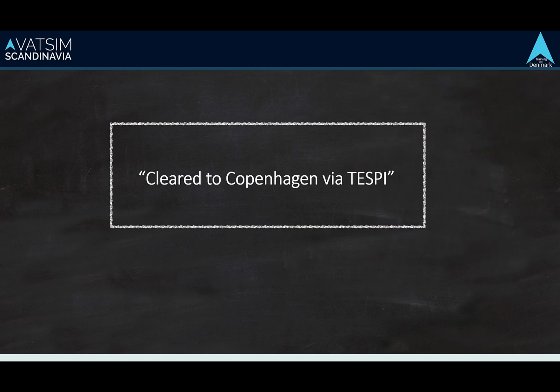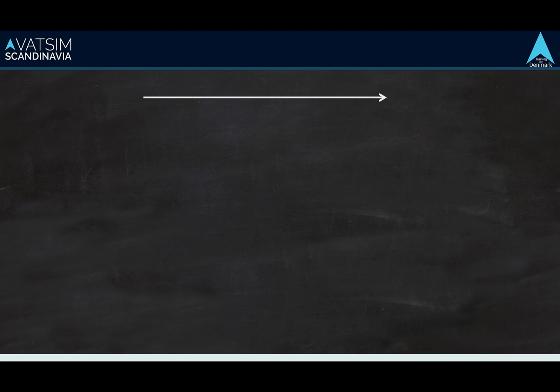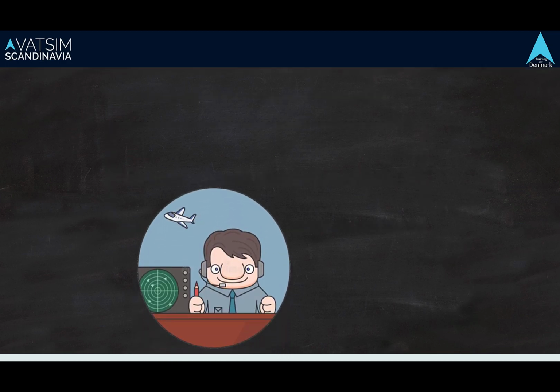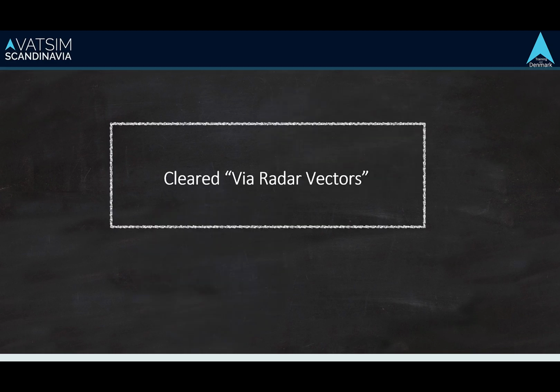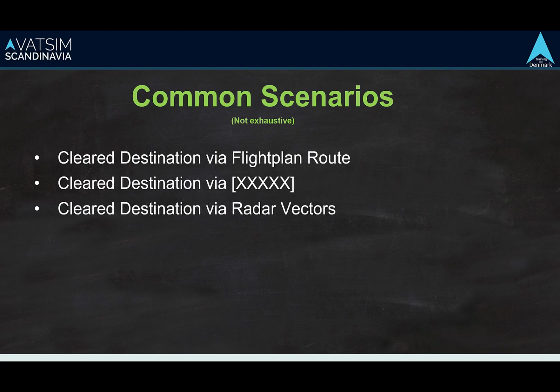Now the third scenario is when there are no points at all. For example, let's say from Copenhagen to Ängelholm in Sweden. Here you're going to need to provide vectors to the pilot, otherwise how will he know where to go? Then you will say "cleared to Ängelholm via radar vectors." Now, be very careful with this. Asking a pilot to fly a radar vector after departure and clearing him via radar vectors to a destination is not the same. Cleared via radar vectors is when the entire route is being flown on vectors, like this one would be. So, cleared via flight plan route, cleared via whatever point, cleared via radar vectors, so far so good.